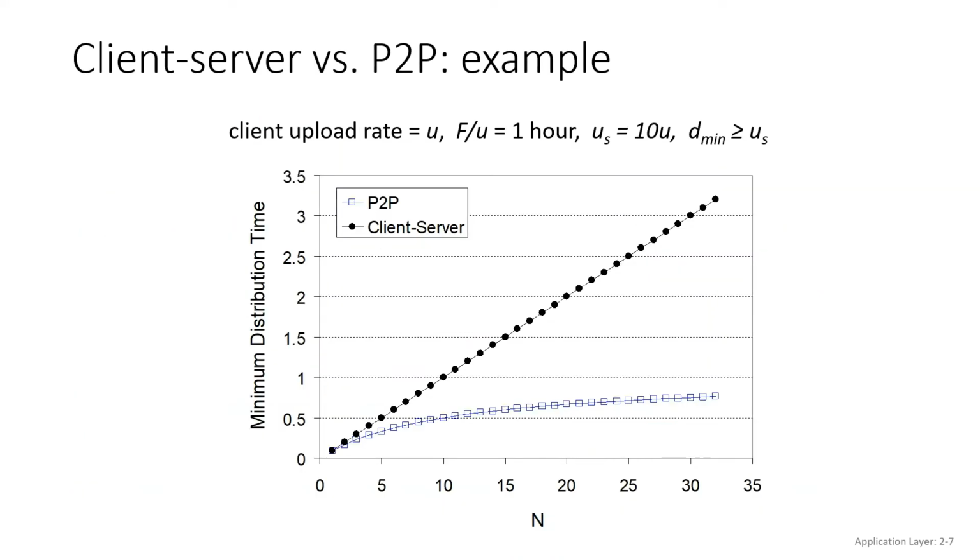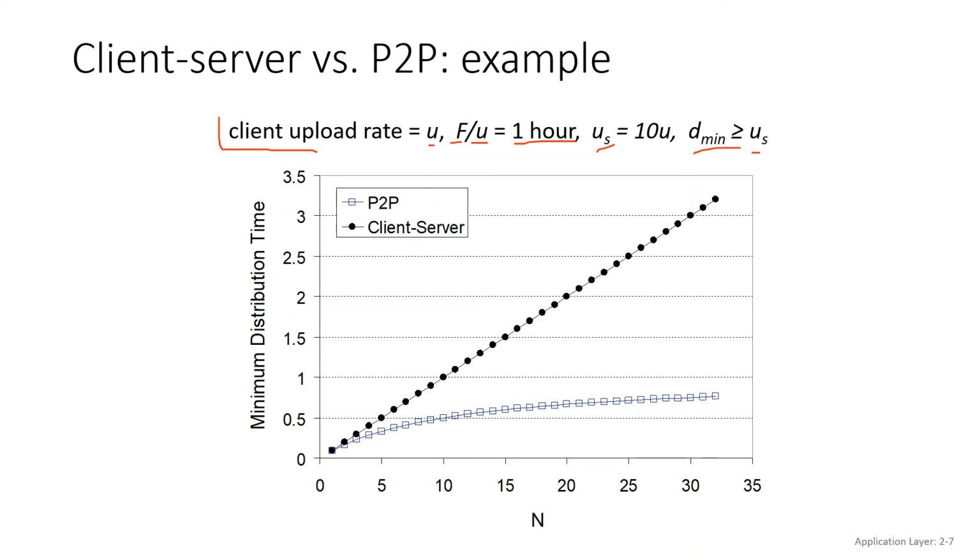So here you have a use case. You have a client that has an upload rate of U. The file size divided by the upload rate gives a time from client to server of 1 hour. The upload rate of the server is 10 times the upload rate of the client, and the minimum download rate is greater than or equal to the upload rate of the server.